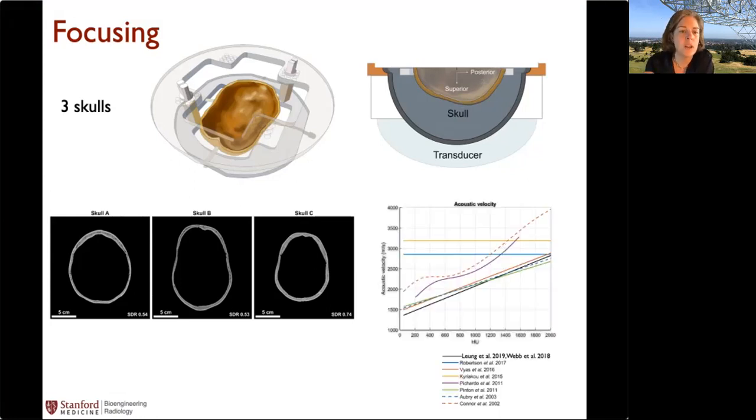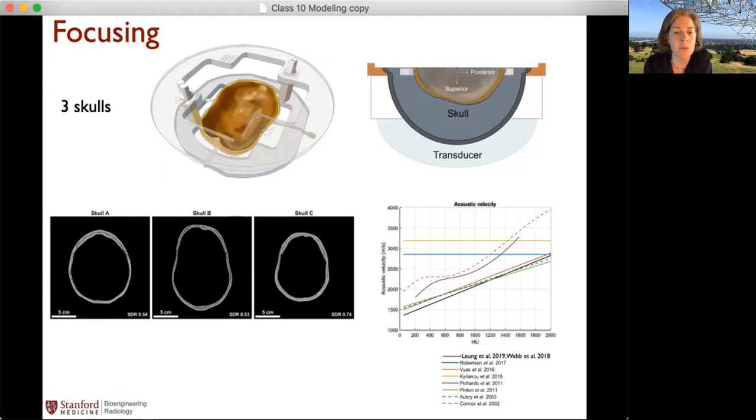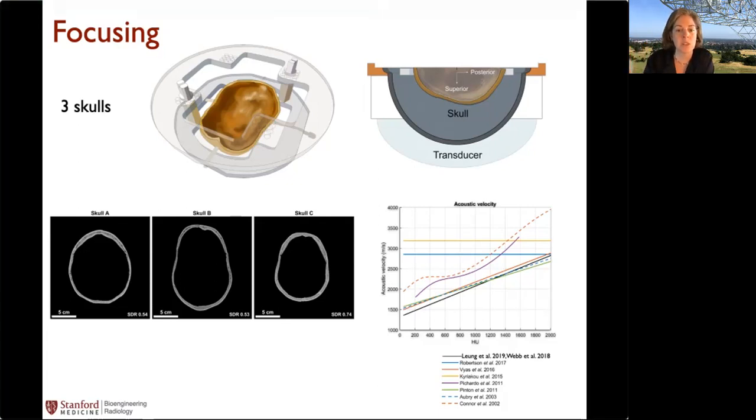On every pixel, he took those Hounsfield units and assigned it an acoustic velocity. The curve they used was the black one right here, which is very, very similar to the curve that Taylor Webb found in the work that I showed you above, where he was taking his little bone fragments and measuring the speed of sound. So those are very, very similar.